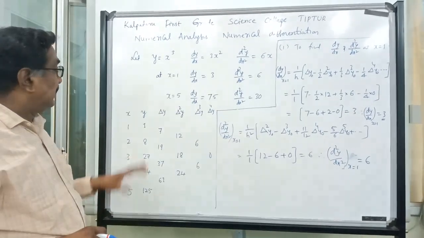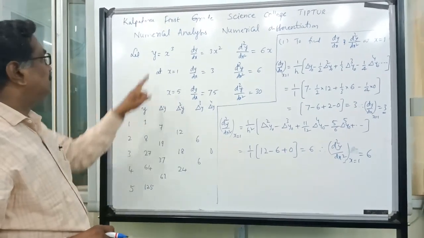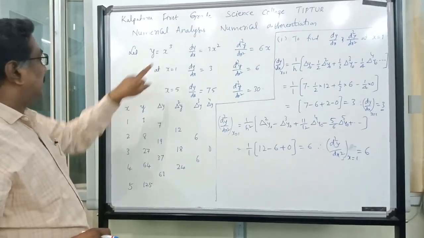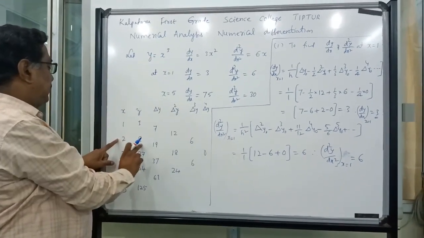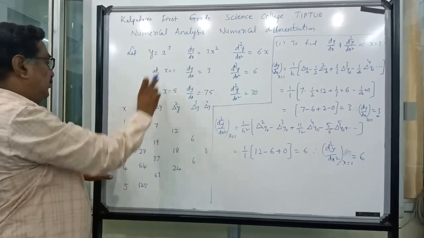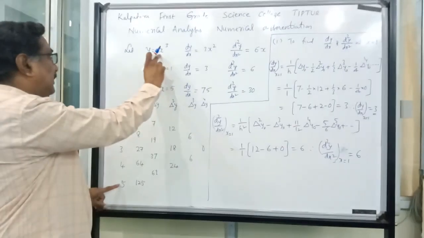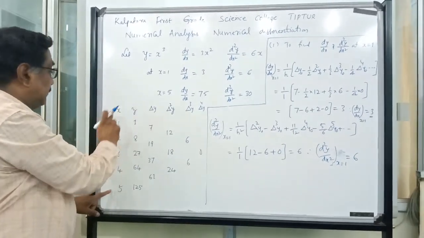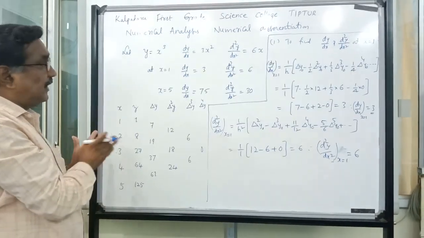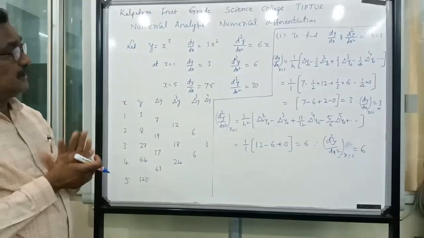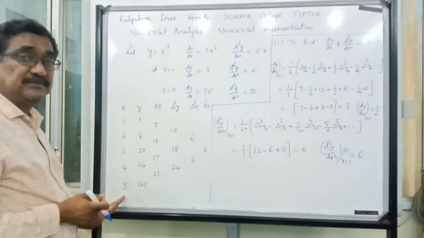A set of values is given, so we have to prepare the set of values using the given function. Here put x equal to 1, we get y equal to 1, put x equal to 2, y equal to 8, put x equal to 3, 3 cube is 27, x equal to 4, 4 cube is 64, x equal to 5, 5 cube is 125. These are the given set of values. In the given set of values, we have to find the numerical differentiation, that means differentiation at the particular given arguments.